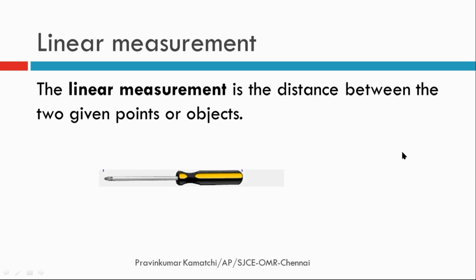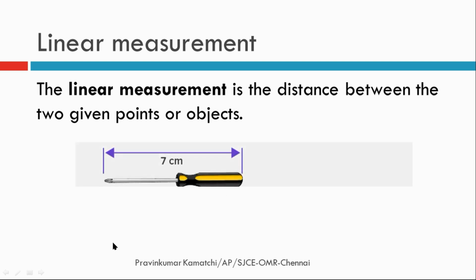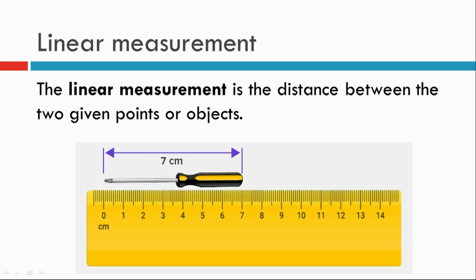Let's see linear measurement first. Here is a screwdriver. I want to know the length of the screwdriver. It can be identified as the distance between the extreme points of the screwdriver. With the help of a scale or steel rule, we can measure it very easily. Here I didn't consider the accuracy of the measurement. Please make a note of it.